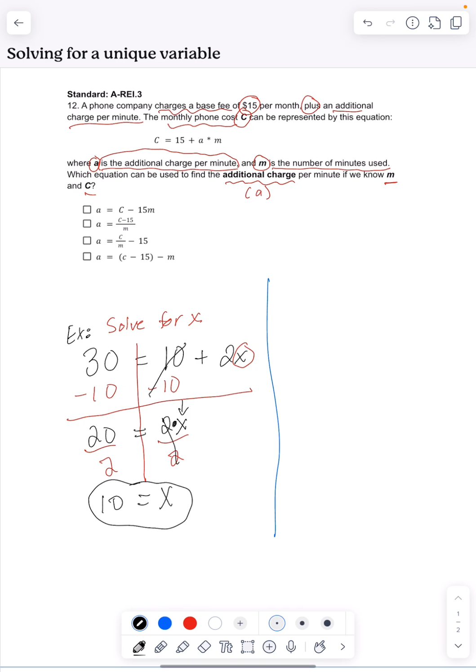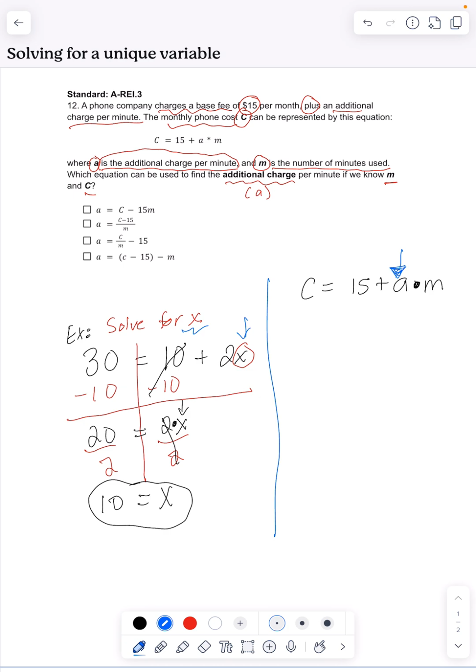So they give us this equation: C is equal to 15 plus A times M. And remember, in the example on the left-hand side, we were solving for x, the missing value. In this case, they're saying find the equation for the additional charge. So they're telling us to solve for A, and we can confirm that by the answer choices. All of them are saying A equals, A equals, A equals. So they're already telling us that it has to be equal to that, so we have to solve for the letter A.